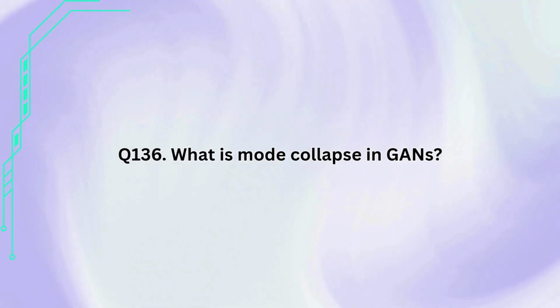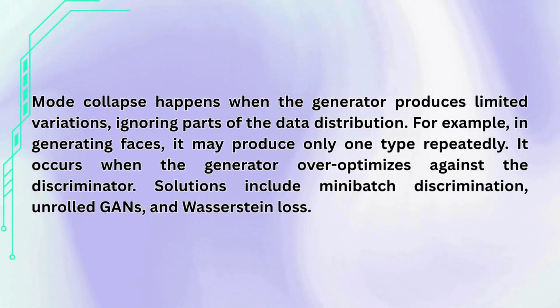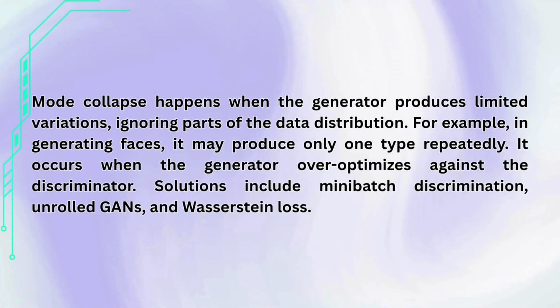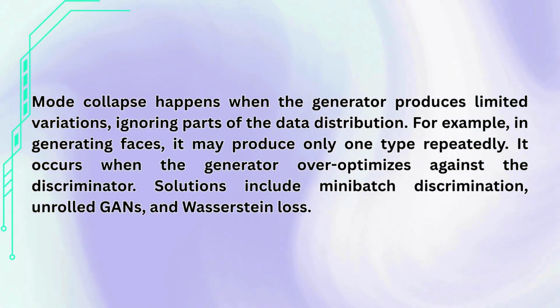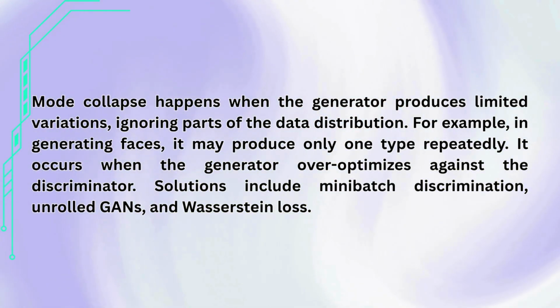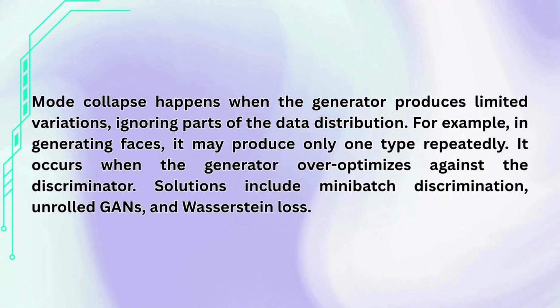What is mode collapse in GANs? Mode collapse happens when the generator produces limited variations, ignoring parts of the data distribution. For example, in generating faces, it may produce only one type repeatedly. It occurs when the generator over-optimizes against the discriminator. Solutions include mini-batch discrimination, unrolled GANs, and Wasserstein loss.